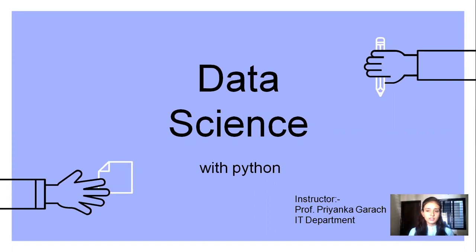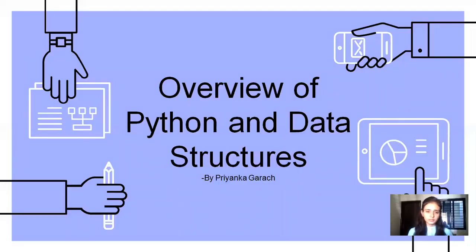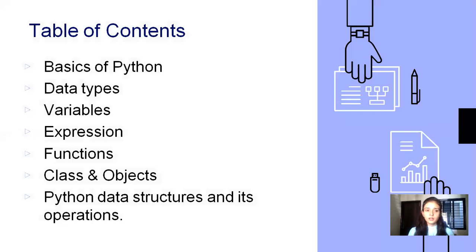Python. So the concepts of data science we will be implementing in Python. So it is very necessary for us to know how to code in Python. So we will see first of all the overview of Python and the data structures. These are the contents that we are going to cover related to the Python programming language. We will see the basics of Python, then the data types in Python, variables, expressions, functions, class and objects, and at last we will see Python data structures and its operations.